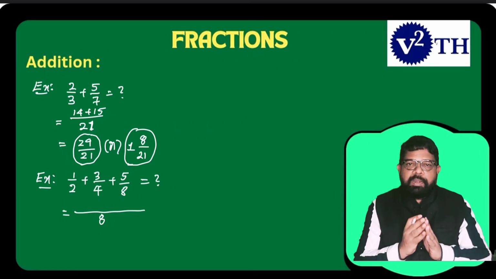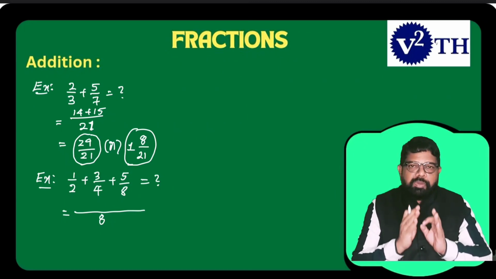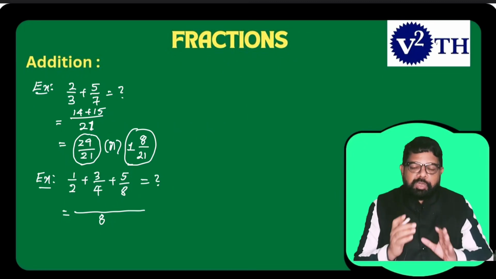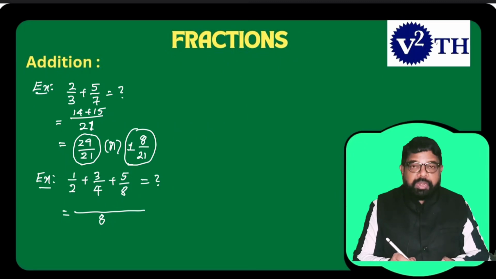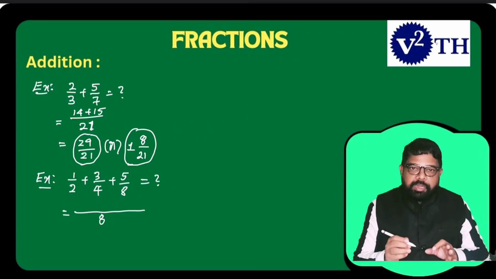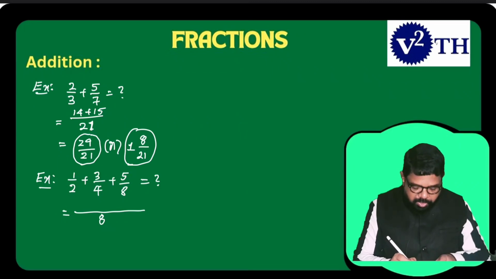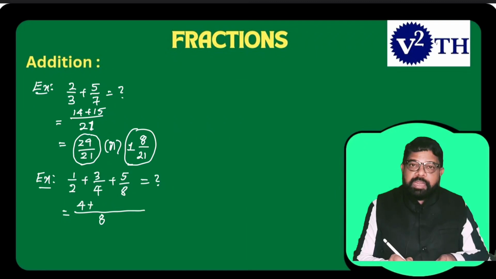You need not actually multiply by 8; just assume it in your mind. The first fraction is 1 by 2 into 8. Into 8 means the 2 and 4 get cancelled, so 4 into 1, you take 4 here. Now again plus 3 by 4 into 8. Into 8 means 4 and 2 get cancelled, 2 into 3, 6. Observe carefully.